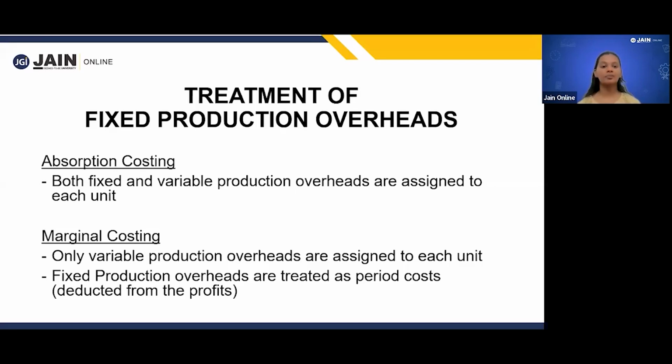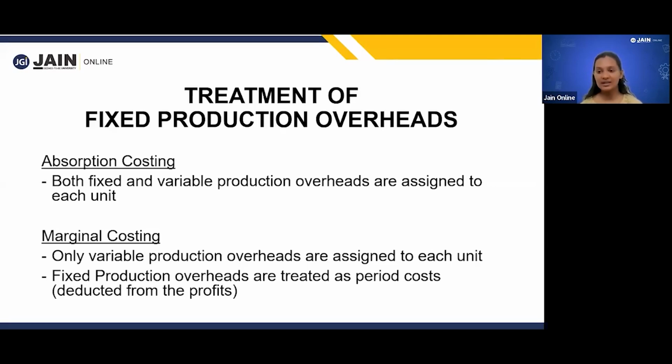Okay? Works well? So, the difference between absorption and marginal costing is, in absorption costing, whatever is fixed and variable production overheads, you will consider it for the cost of every unit. Fixed cost also you will assign to every unit. Variable cost also you will assign to every unit. But in marginal costing, only variable you will assign. Fixed cost, you will not give it to every unit. What you'll do is you will deduct it entirely from the profits as a periodic cost.